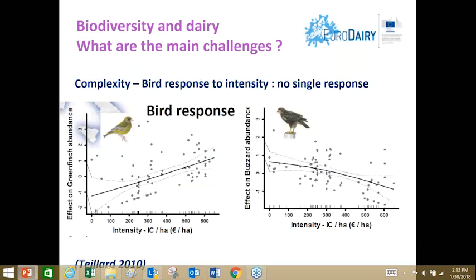And just to illustrate this complexity, I show you the result of a study on birds' response to intensity, which shows again that there is no single response. Like you can see on the graph on the left-hand side, a link between the intensity of the production here and the effect on the greenfinch population abundance. Obviously this bird likes productive areas, because you have an increase of the population of the bird while increasing the intensity of the production. But on the contrary, in the same field, you can see that there is a decrease of the buzzard abundance, because this bird doesn't like intensity. So you have a response which is different depending on your practices and depending on what you select, in fact.